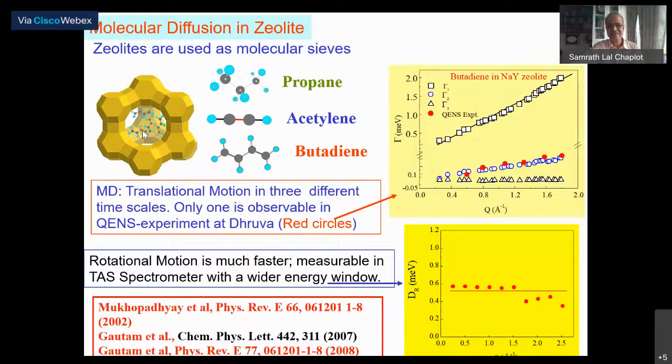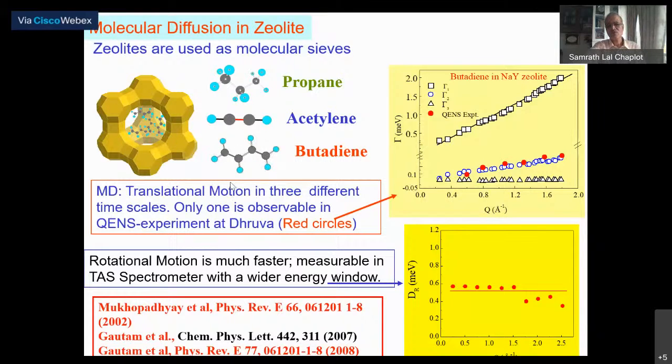Once it enters the cage, which is fairly large, it may diffuse inside it, or it can diffuse from one end to the other end and continue. So there are a variety of time scales involved. At a very small time scale, it would be just sticking around the walls of the cage. At the next time scale, it could be diffusing inside the cage. At an even higher time scale, it could be diffusing from one cage to another cage, and so on and so forth.